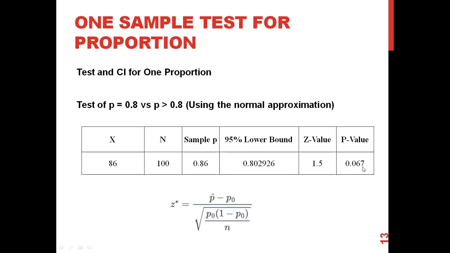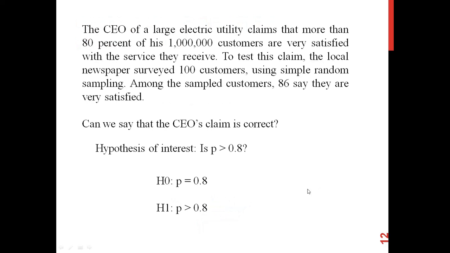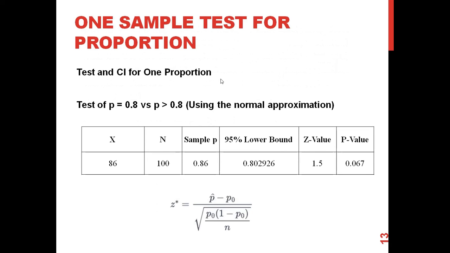So in such a case, we do not reject our null hypothesis. So we say that we cannot say that more than 80% of customers are happy. Even though in the present sample 86 customers are happy out of 100, in general this may be occurring purely due to chance. So we cannot really claim that overall more than 80% of my customers are happy.